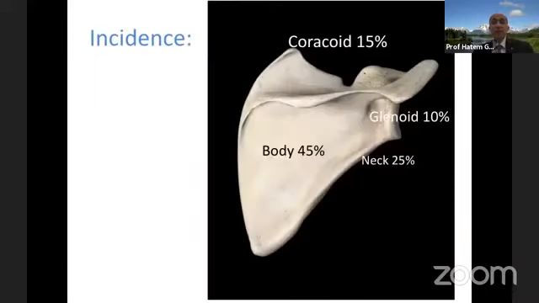So for the incidence, the body is the commonest. That's probably why a lot of us were treating that conservatively. Coracoid is about 15%, neck 25%, but the glenoid, the intra-articular one, which we've been taught is an indication for surgery, is only 10%. And this is probably one of the reasons that most of the scapulas were not being treated, and only the markedly displaced intra-articular ones were being treated operatively. But now we know that we should be treating more from the evidence and from the literature.